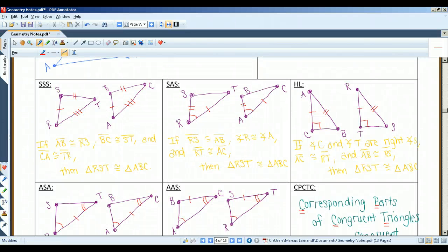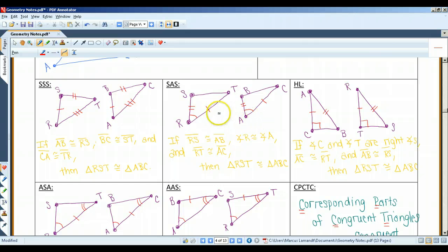Alright, what we have here, we have various postulates and theorems that can be used to prove that two triangles are congruent. SSS stands for side, side, side. If you have two triangles and you can prove that all three sides are congruent, you know the triangles are congruent. So for example, in this case, if this side is congruent to this side, and this side is congruent to this side, and this side is congruent to this side, you know triangle RST has to be congruent to triangle ABC.